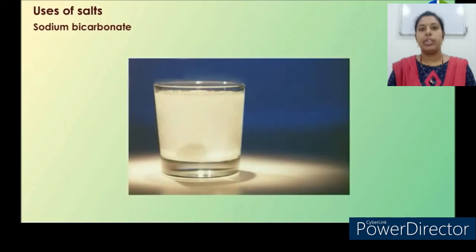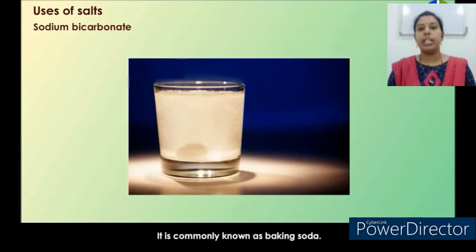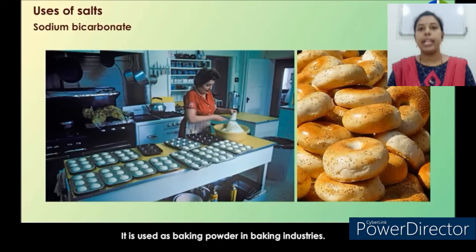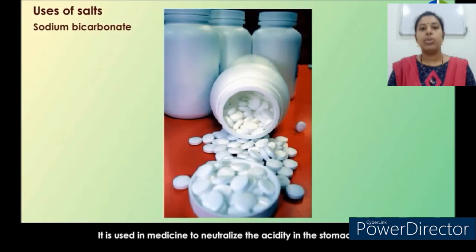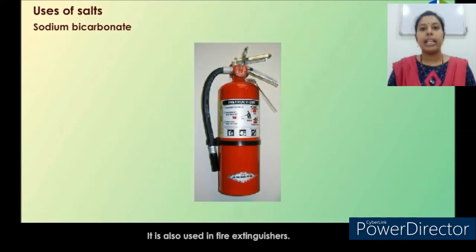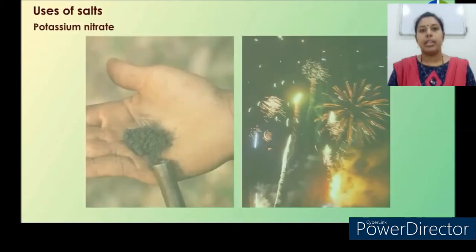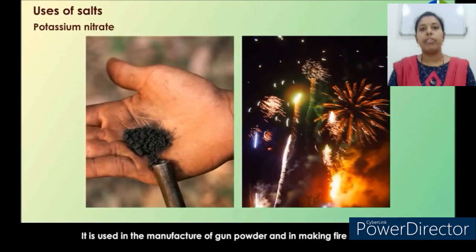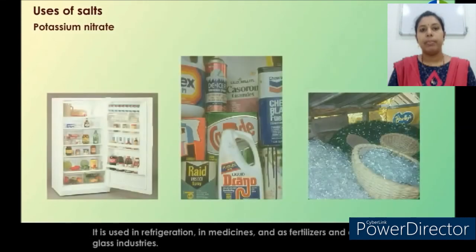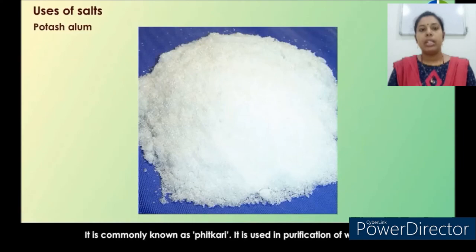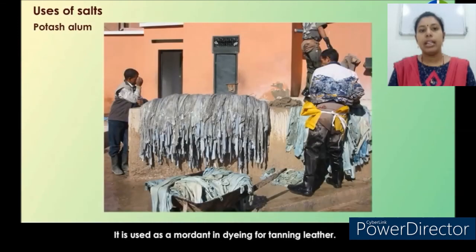Sodium bicarbonate. It's commonly called baking soda. It's used as baking powder in baking industries. It's used in medicines to neutralize the acidity in the stomach. It's also used in fire extinguisher. Potassium nitrate. It's used in the manufacturing of gunpowder, fireworks, fertilizers, etc. Potash alum. It's commonly known as Fitkiri. It's used in purification of water, dyeing and tanning leather, etc.